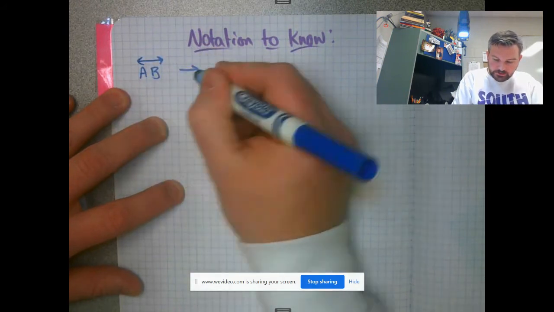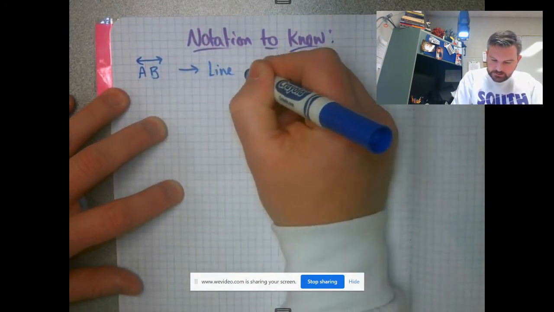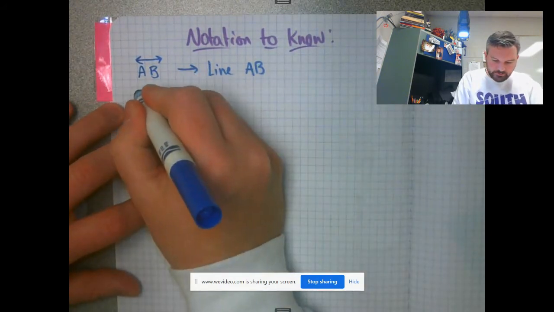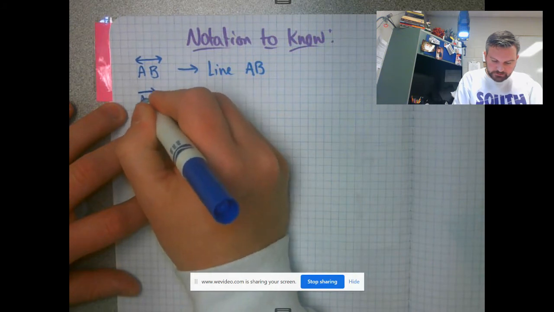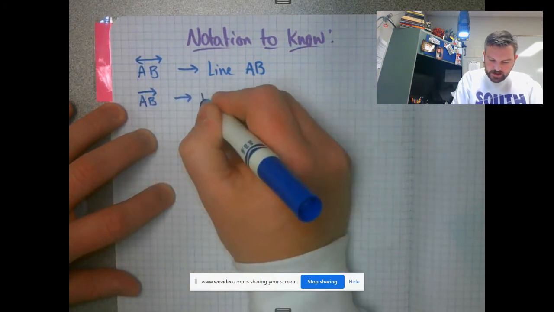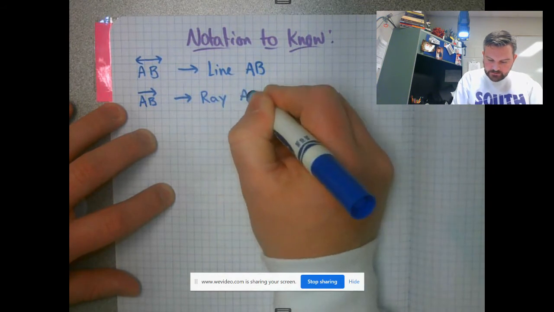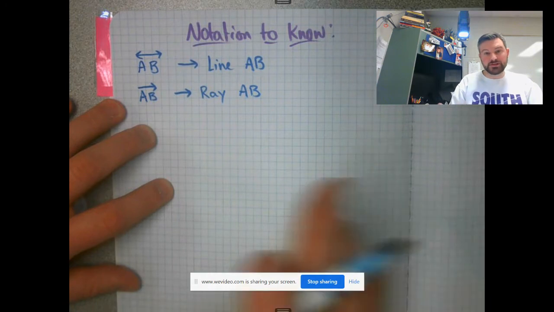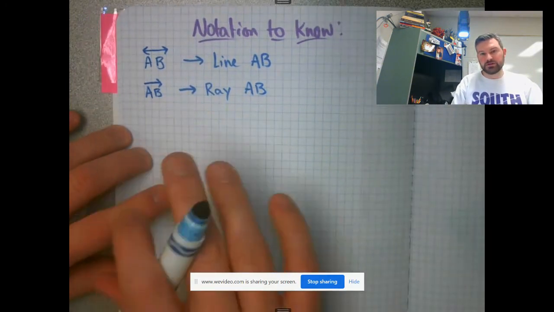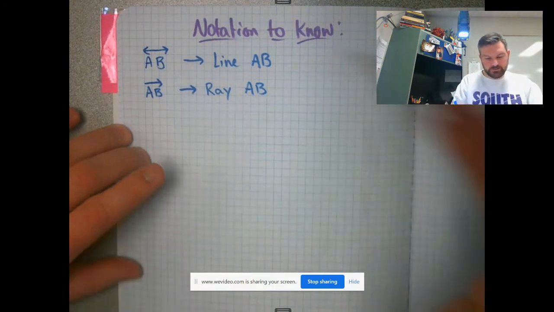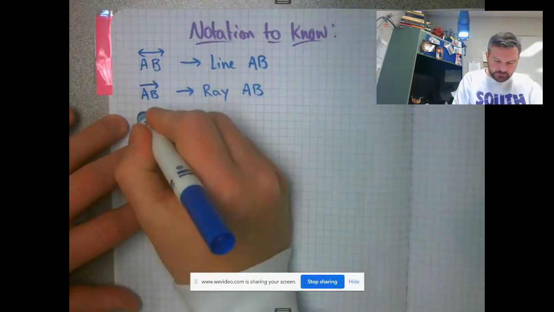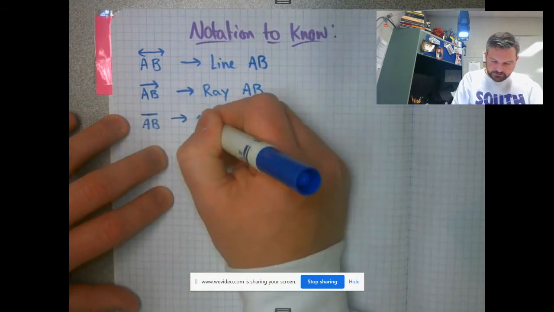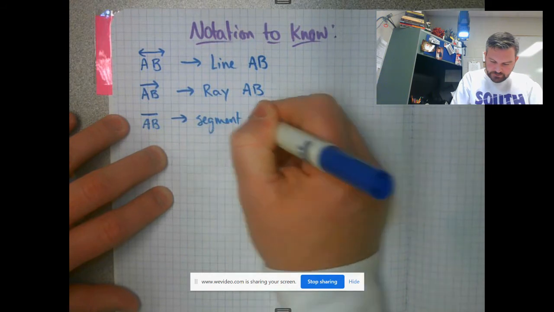And that stands for line AB. We can have a portion of a line, and this would be a ray AB. We also have, from your little sheet there, an opposite ray, and opposite rays are just both parts of the line. Okay? And then the smallest portion of a line is a segment, AB.